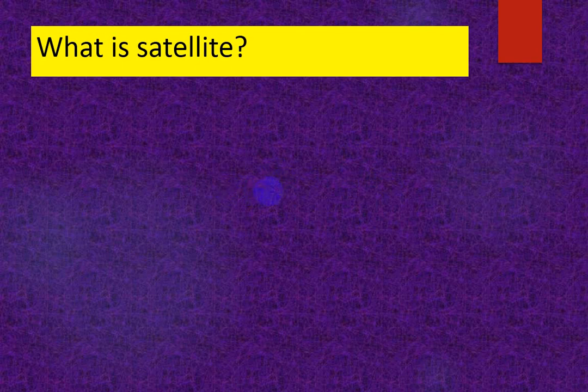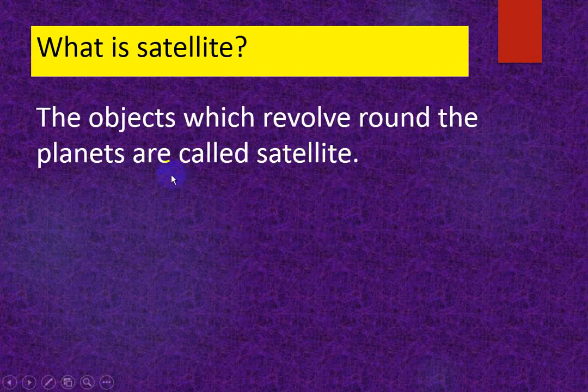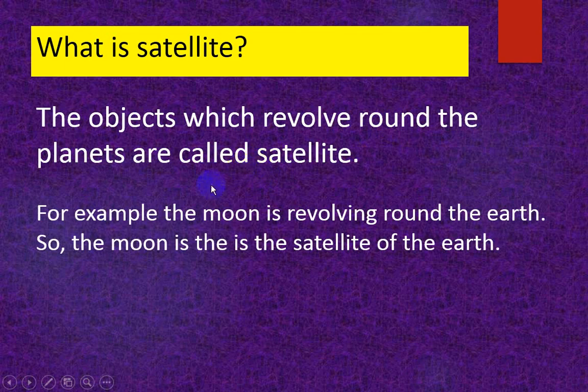So we can say Earth is a planet because it revolves around the star, the sun, and the objects which revolve around the planets are called satellites. Planets are the objects which revolve around a star. Satellites are the objects which revolve around planets. For example, the moon is revolving around the Earth. Earth is the planet, so the moon is the satellite of the Earth.